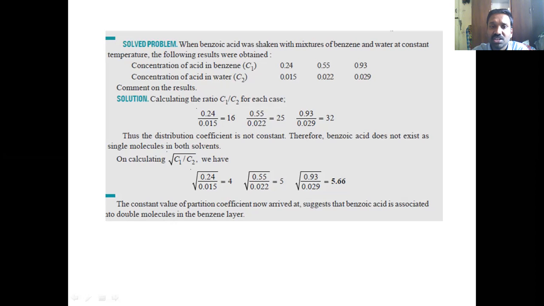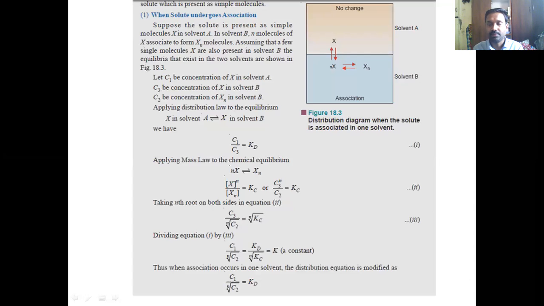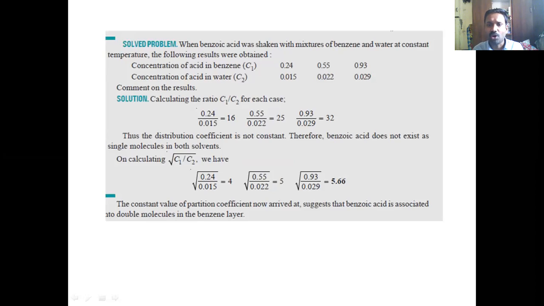But for the concentration of benzoic acid in benzene, make it a square root. Why square root? Because it becomes a dimer. So n is equal to 2 here. If you do this, square root of 0.24, square root of 0.55, square root of 0.93, you are going to get a constant. And that is the constant Kd. Okay, fine. So that is what is important. You have now accounted for association also.